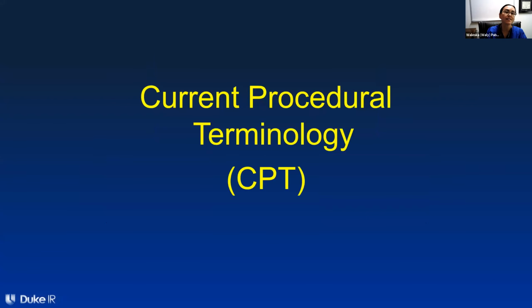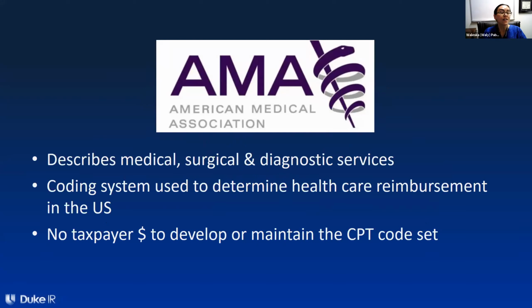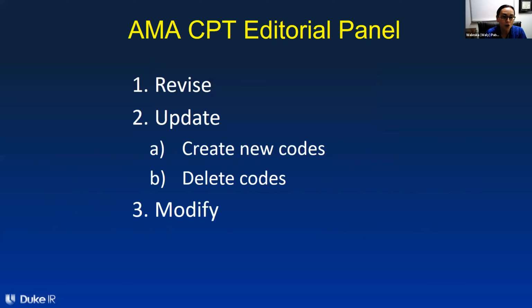So I'll start with CPT, or current procedural terminology. The CPT codes, as you know, describe medical, surgical, and diagnostic services. It is the coding system used to determine healthcare reimbursement in the United States. So who within the AMA is responsible for creating these CPT codes? It is the CPT committee, which has two main groups. The first one, which is kind of the steering committee, is the CPT Editorial Panel.